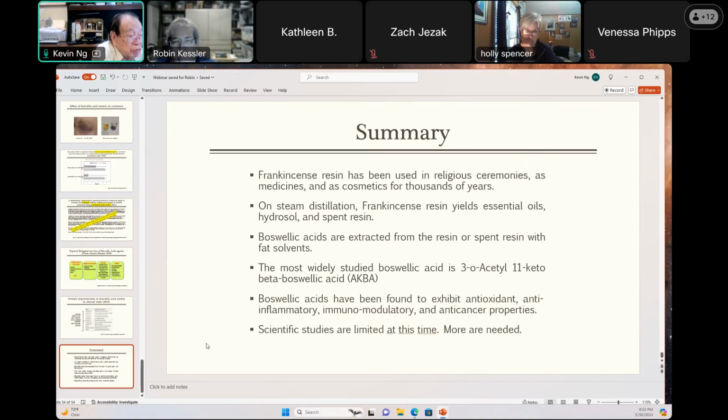So I yield the floor to Robin, who will talk more about how to use the boswellic acids. Robin, you can take over the floor. Take your share, unshare, so I could share, please. Okay.